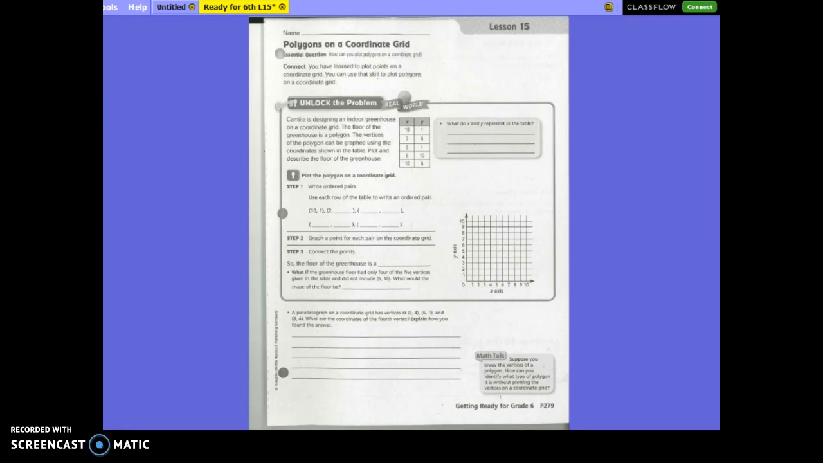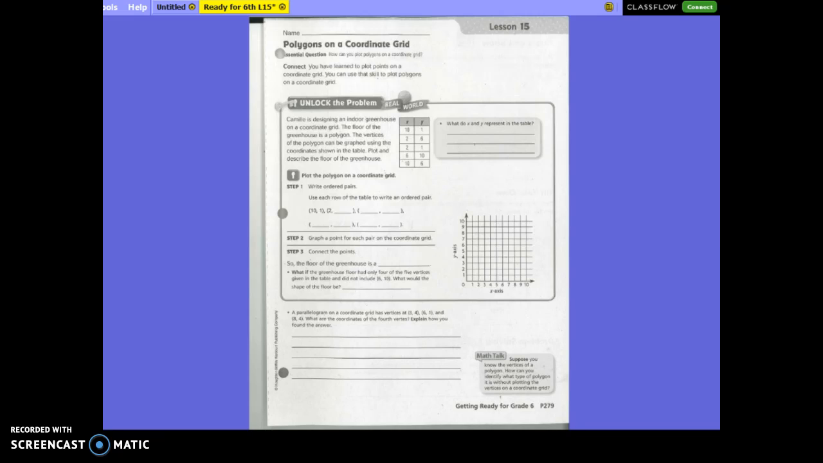Okay, here we go. How can you plot polygons on a coordinate grid? What do we already know about putting points on a coordinate grid? What do we have to know what the points are? We have to have a y-axis. On our coordinate grid, we have a y and x axis, and we need to know the ordered pairs that we're putting up there, right? And if you look at that little box, it gives you those. So you have learned to plot points on a coordinate grid. You can use that skill to plot polygons.